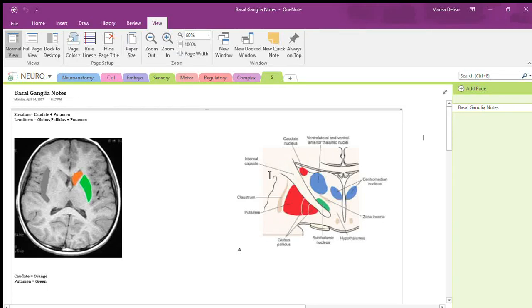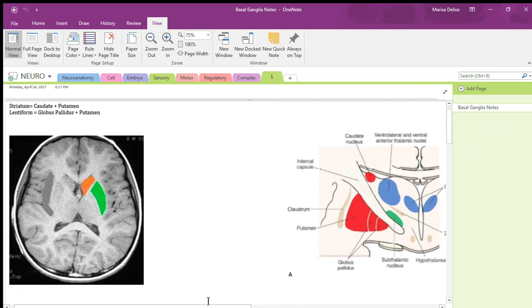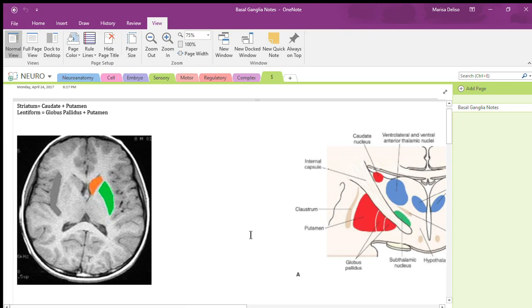Hey guys, here's the basal ganglia video as promised. So the first thing I want to do is just go over a few images, some definitions and stuff like that, and then we'll get into the actual pathway, and then we'll talk about a couple of pathologies.